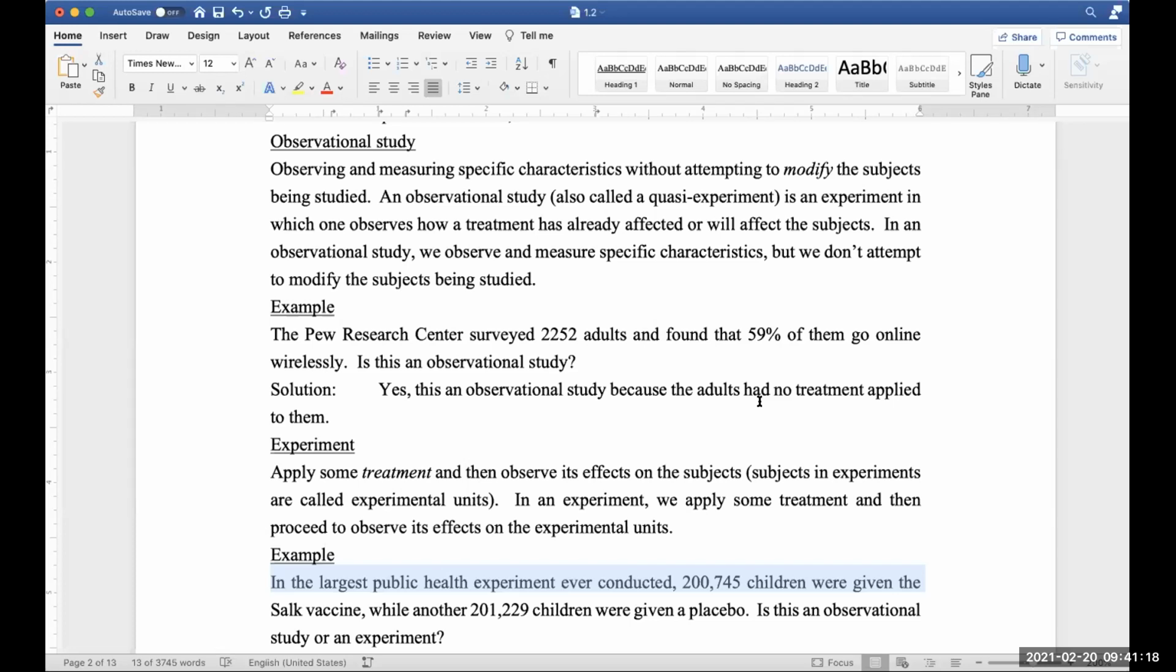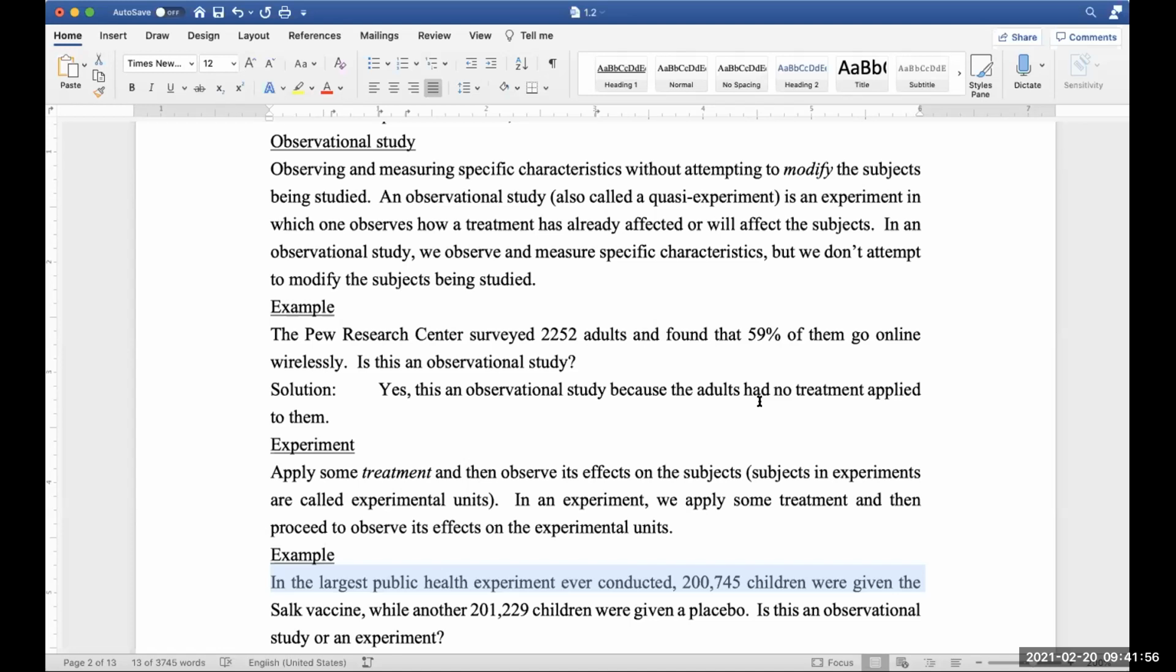And as a consequence of this, there were two vaccines that came out of this effort. One was the Sabin and the other was the Salk, named after people. And so in the largest public health experiment ever conducted, 200,745 children were given the Salk vaccine.